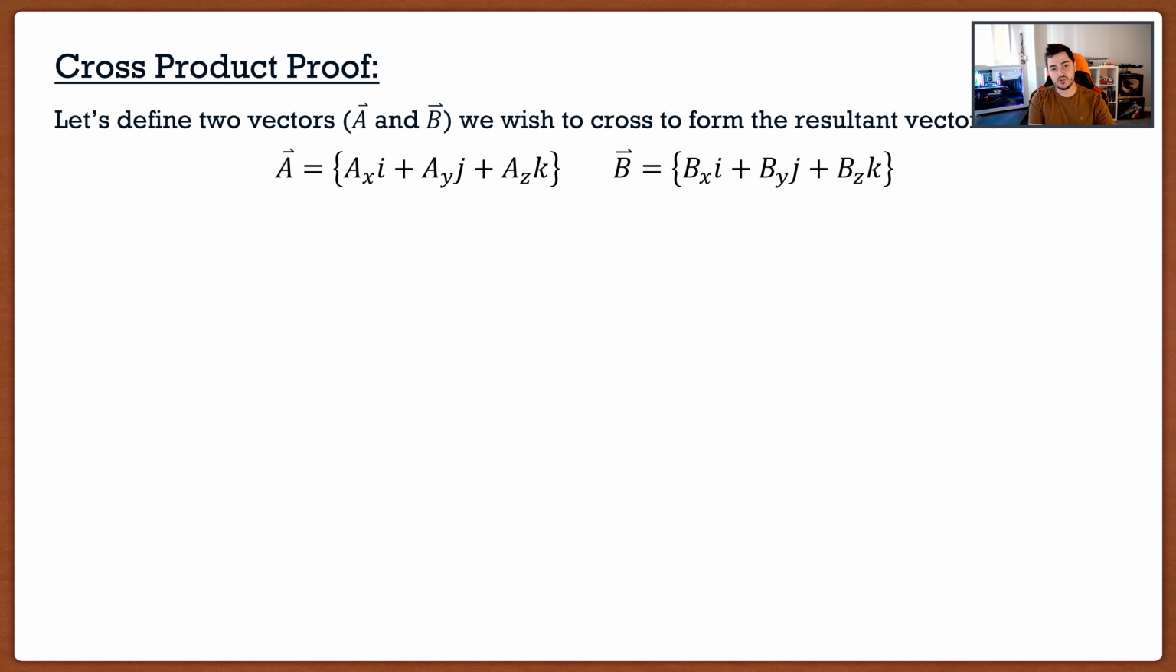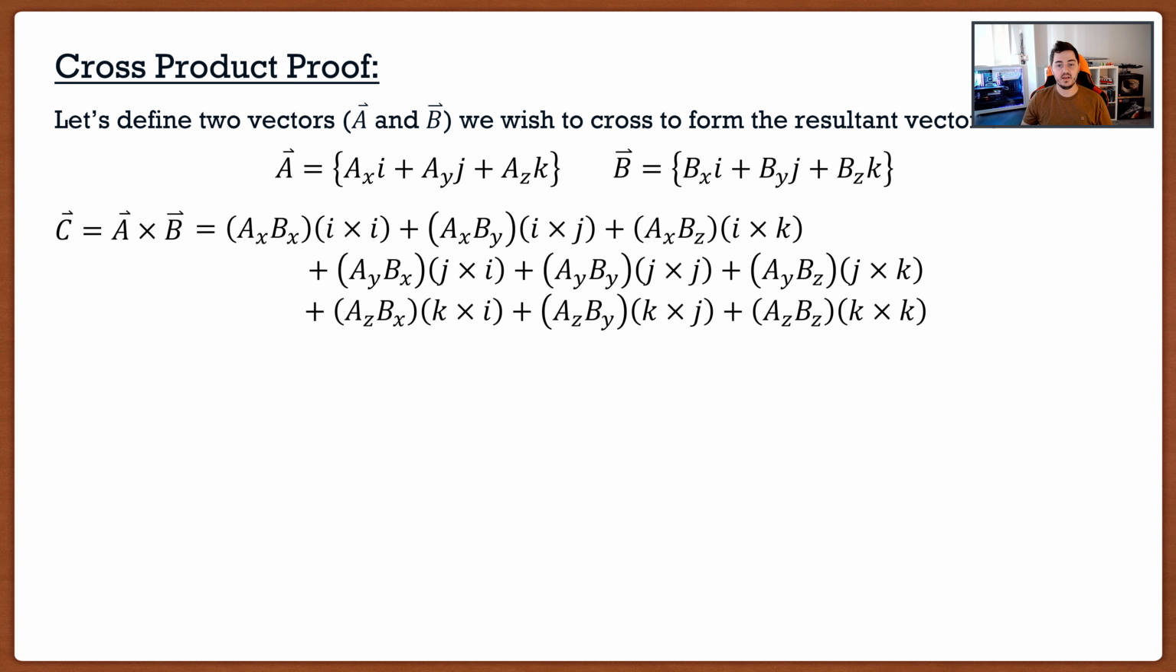So the best way to show you guys the calculation is to show you the proof. So let's say that we have two vectors, vector A and vector B. And again, as you may guess, the goal is to cross them together to get vector C. So C is going to be equal to A cross B. Now, just like the dot product before, we're going to take everything and multiply everything, and we get this big ugly thing right here.